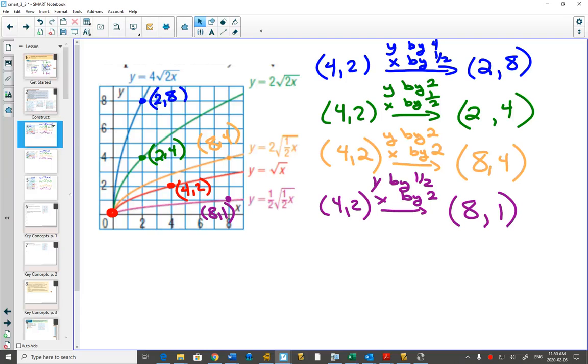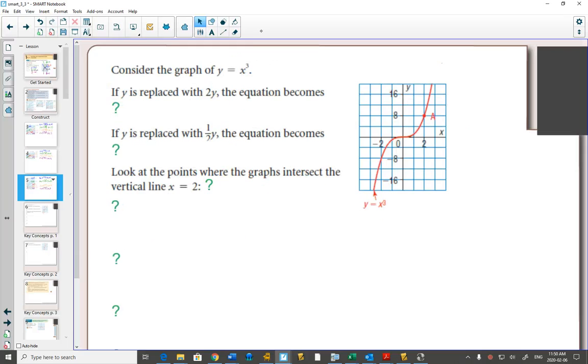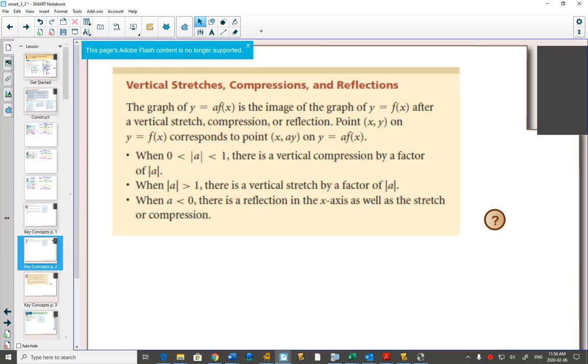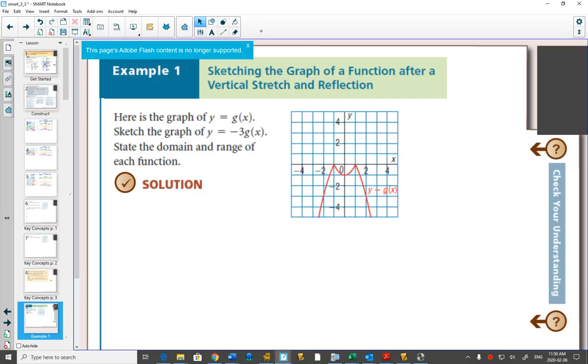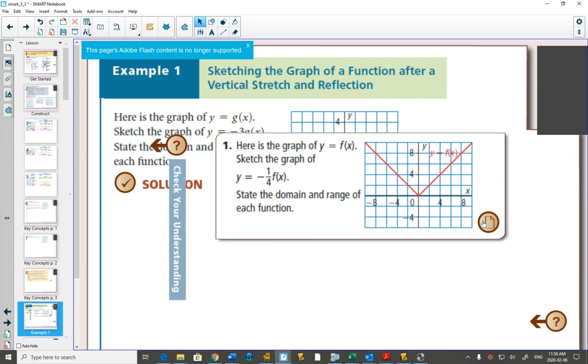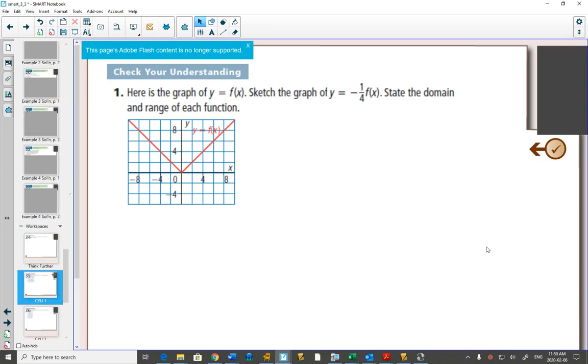Okay, so we're going to skip now to example 1. They give us the graph of f of x in function notation, and we want to graph y equals negative 1/4 f of x. And then finally state the domain and range of each function.